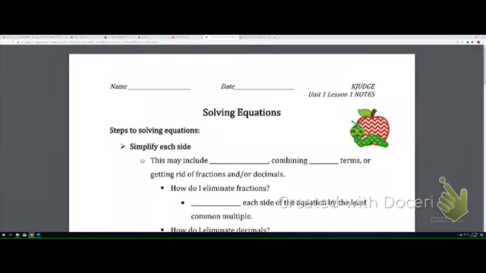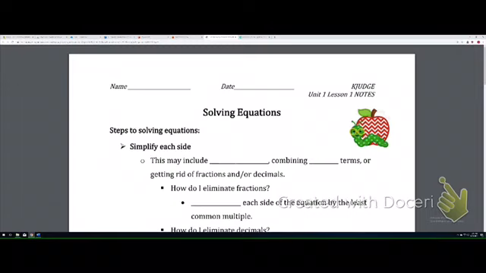Hi guys, we're going to be talking about Unit 1, Lesson 1 notes, which are solving equations. From this, y'all are going to be able to evaluate functions and composition of functions. So to start, we're going to look at the steps to solving equations.